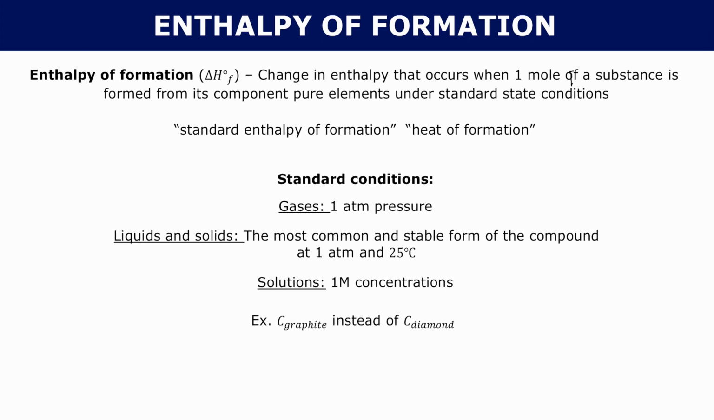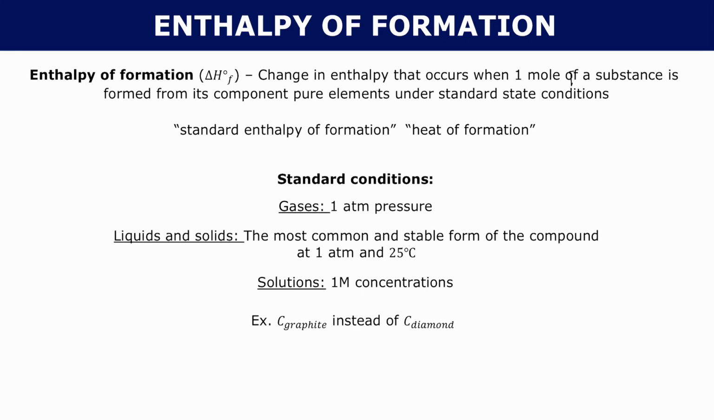So you might be wondering what standard state conditions are. Standard state conditions depend on what you're talking about. For gases, it's just 1 atmosphere of pressure. For liquids and solids, it's going to be the most common and stable form of the compound at 1 atmosphere and 25 degrees Celsius. And for solutions, it's going to be 1 molar concentration. For example, for solids, you would use graphite instead of diamond because graphite is far more common than diamond.